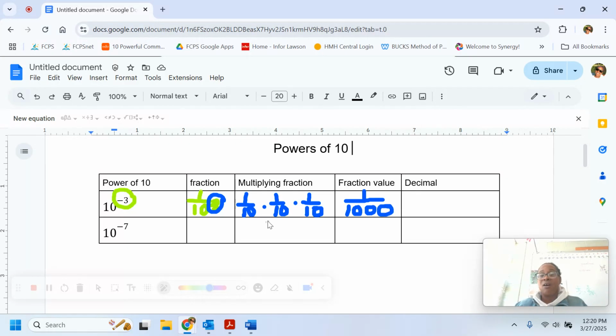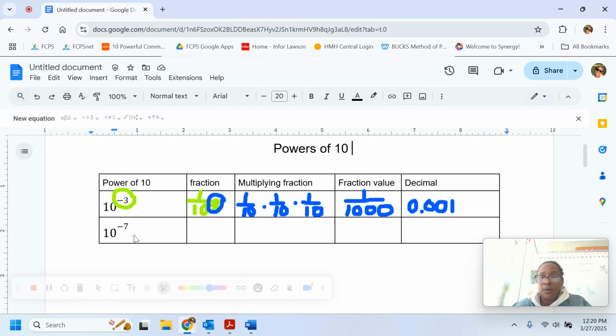Okay. Now, the next thing is looking at the decimal value of 10 to the negative 3. So we write it as 0 point. How many spaces do we need after the decimal? We need 3. 1, 2, 3. Okay? And so this is how we express 10 to the negative 3 as a power of 10, as a negative exponent.